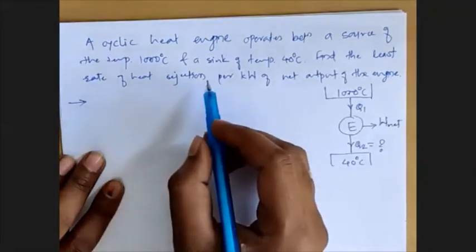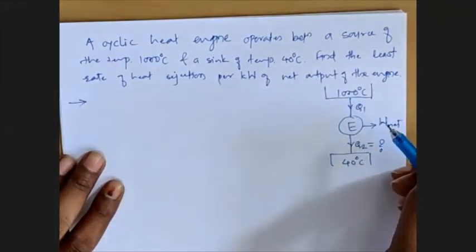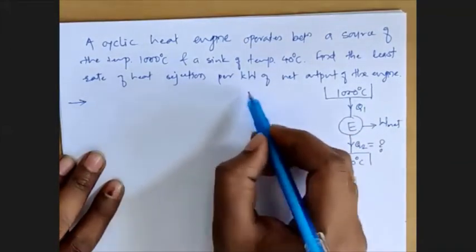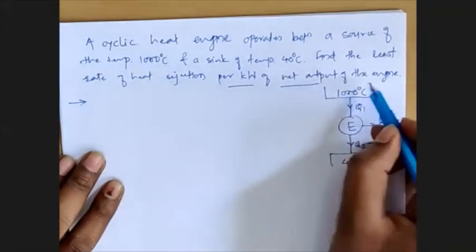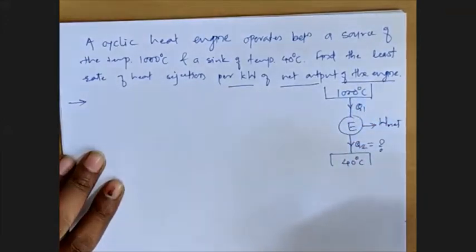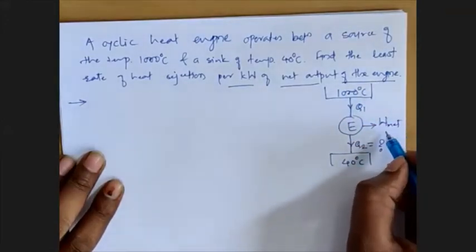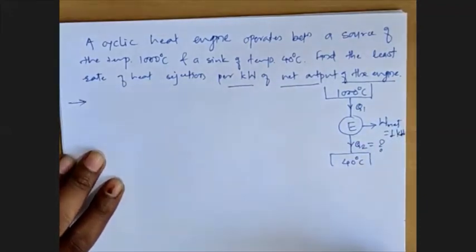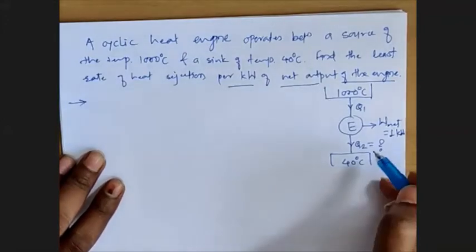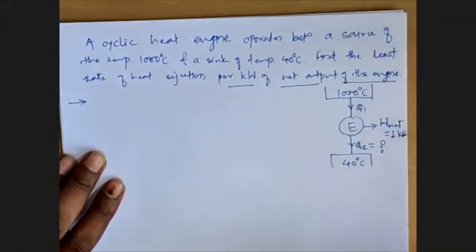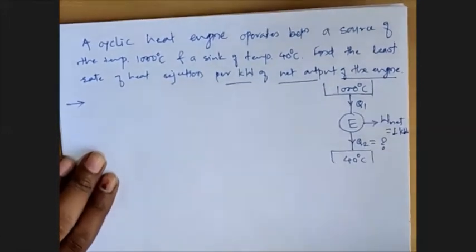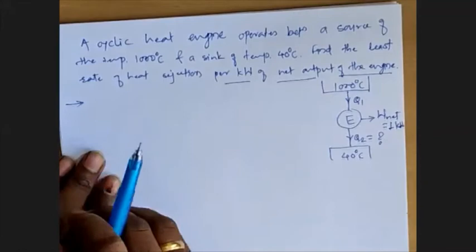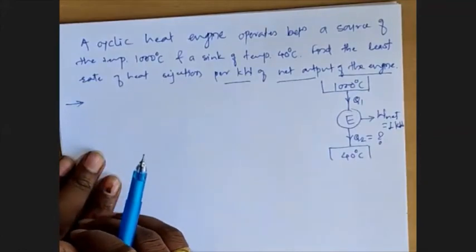What additional data is given? Per kilowatt of net output of the engine. So in this sense, W net is equal to 1 kilowatt, right? So that W net has been given, and that is 1 kilowatt. We need to find this Q2. Can somebody tell me how should we proceed now? How to get that Q2 from the given data?